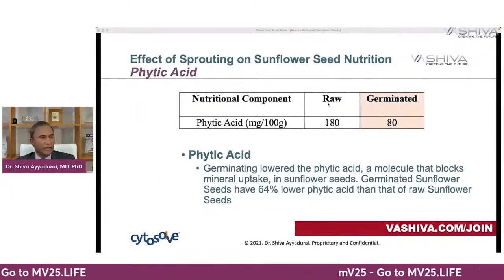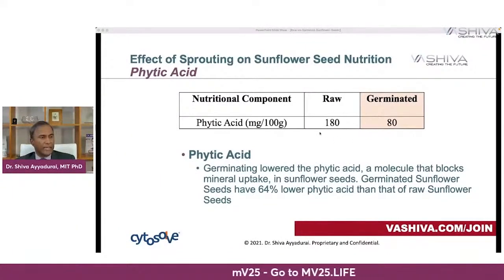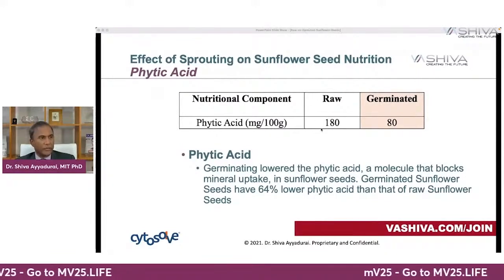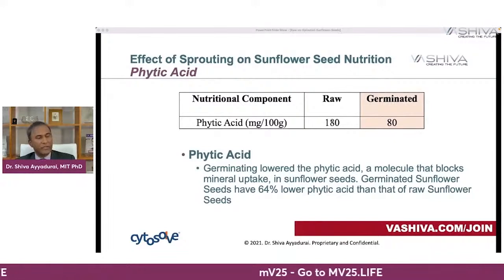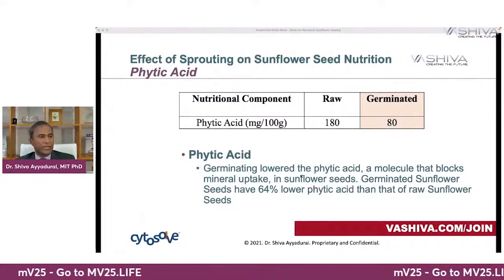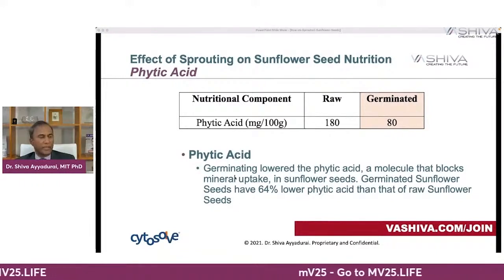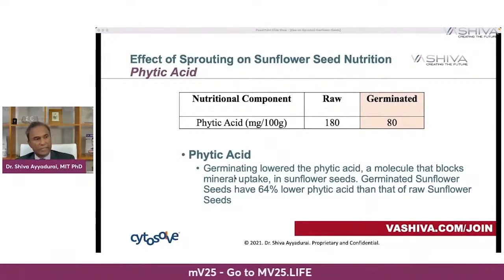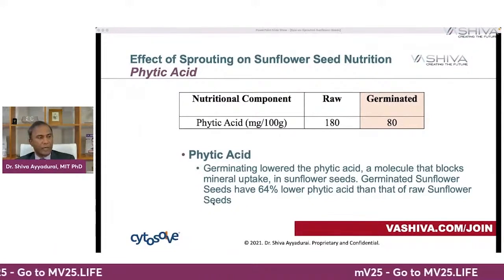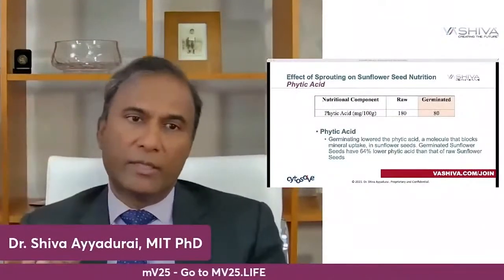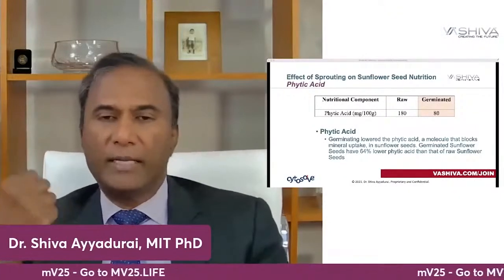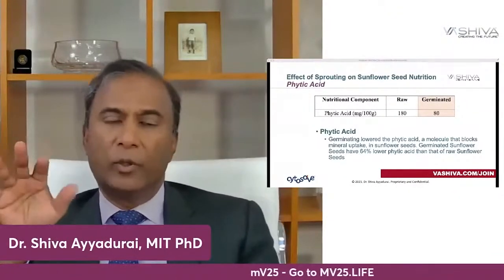So you can see right here, our research showed you have about 180 milligrams of phytic acid in 100 grams for raw. But in germinated, this literally drops by nearly a half, more than a half. So germinating lowered the phytic acid, a molecule that blocks mineral uptake in sunflower seeds. Germinated sunflower seeds have 64% lower phytic acid than raw sunflower seeds. So just ponder that. When you germinate, you reduce the phytic acid level. So that means your body can use the foods and you don't lower your mineral uptake.